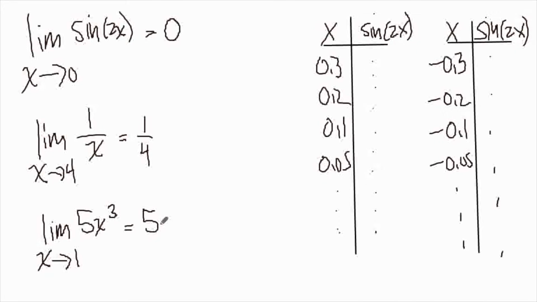Okay, now I can guess what you're probably thinking. Why do we have to creep towards the destination? Why don't we just plug in what x is getting close to? On the first one, why don't we just take the sine of 2 times 0? On the second one, why don't we just replace x with 4? On the last one, why don't we just do 5 times 1 cubed? Can't we just do limits that way? Doesn't this seem like a lot of effort for nothing?